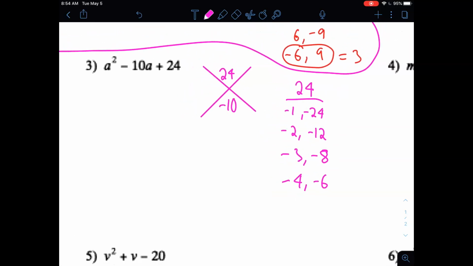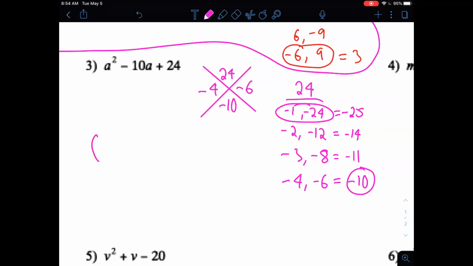Negative 10 is not too small, but let's try to add some numbers here. What's negative 1 plus negative 24? That's going to be negative 25. That's not going to work. Negative 2 plus negative 12 is negative 14. That's not going to work. Negative 3 plus negative 8 is negative 11. That's not going to work. And negative 4 plus negative 6 is going to be negative 10. So this is the one we want. So we're going to put negative 4 and negative 6.